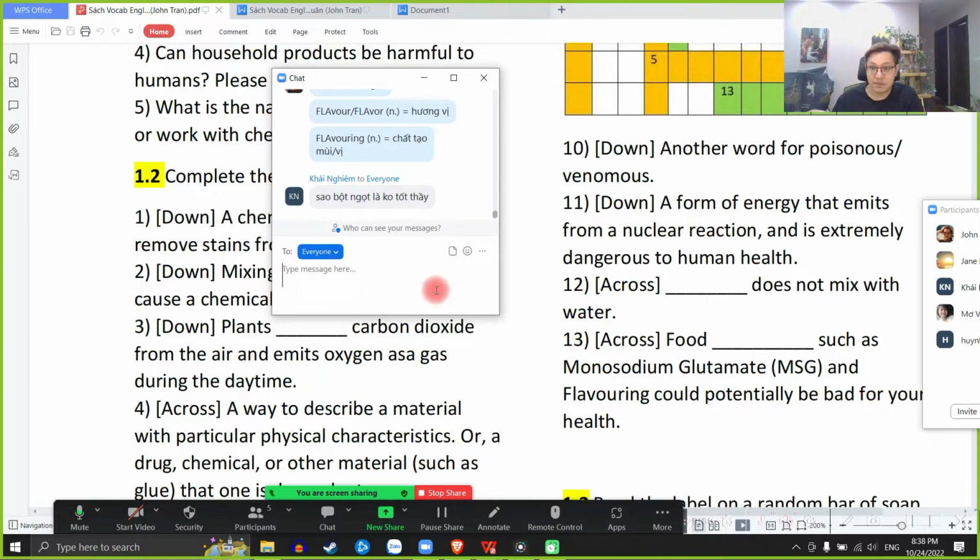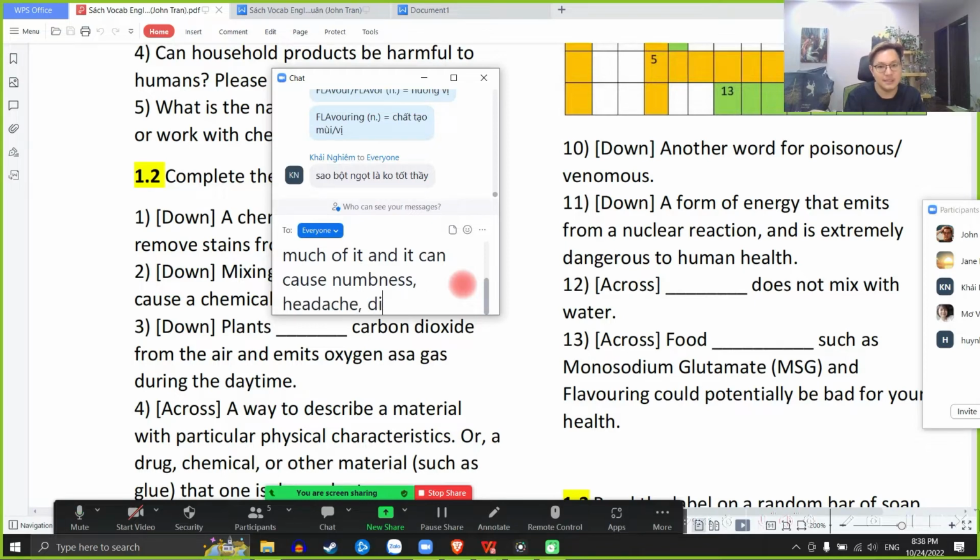Well, you don't know why MSG is not good. Well, so monosodium glutamate contains glutamate, which can excite. So basically, glutamate, it's a chemical that can excite your nervous system. Too much of it, and it can cause numbness. It can cause numbness, headache, dizziness.